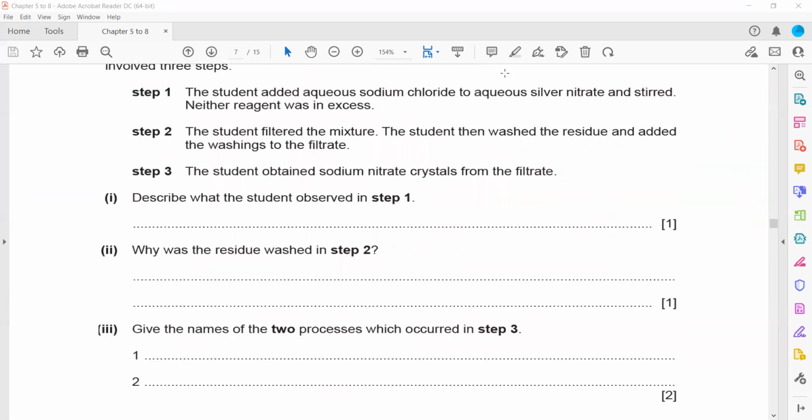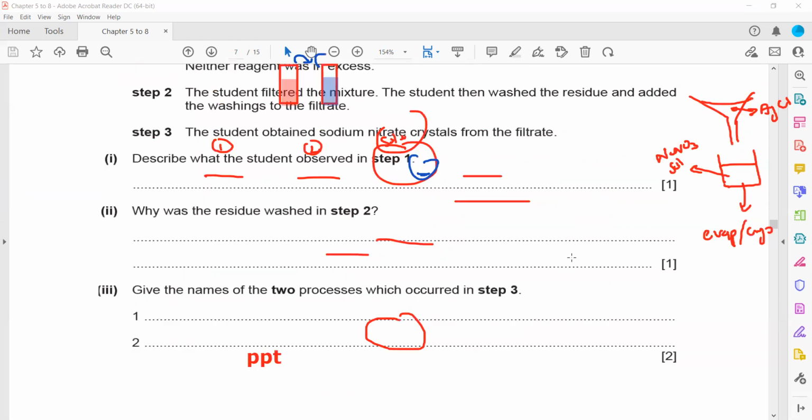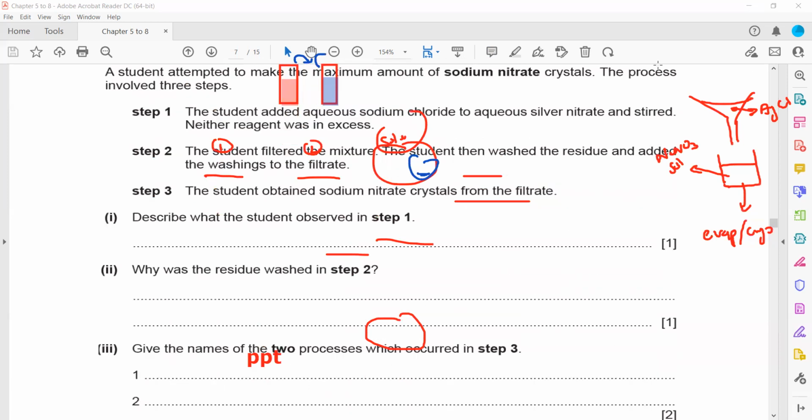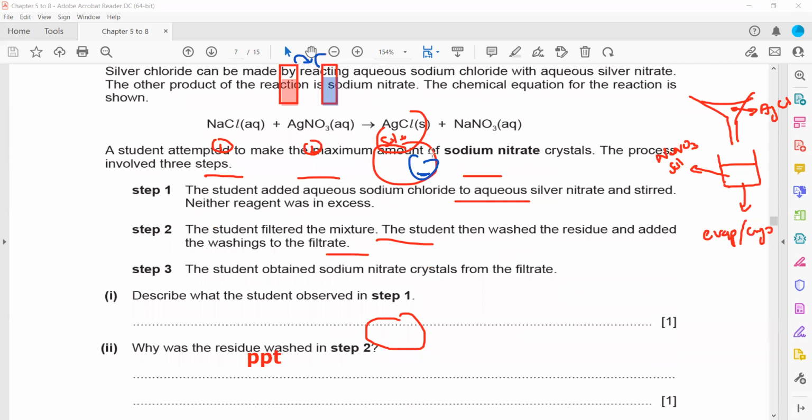Then why is the residue washed in step 2? So why do we wash this residue? This is the residue, the silver chloride, AgCl.